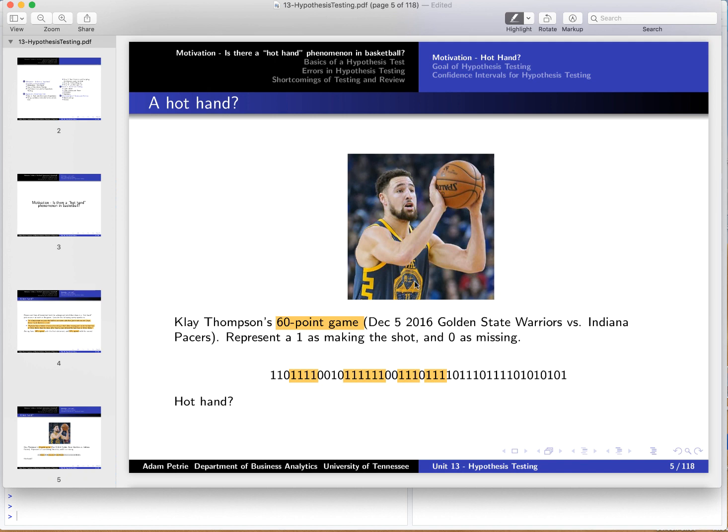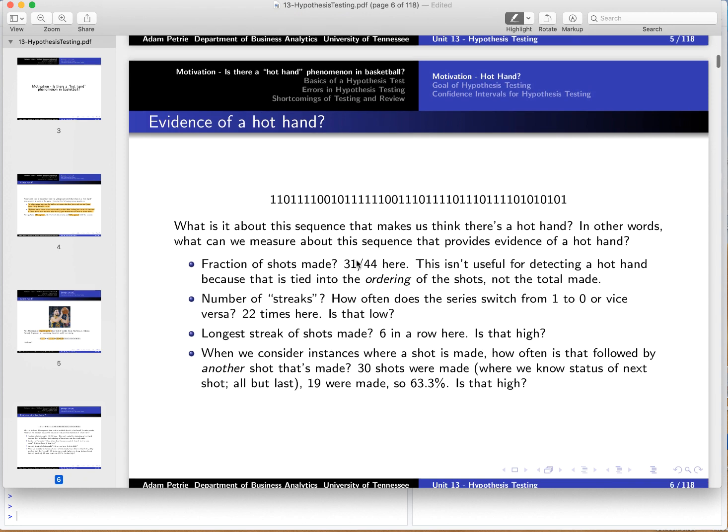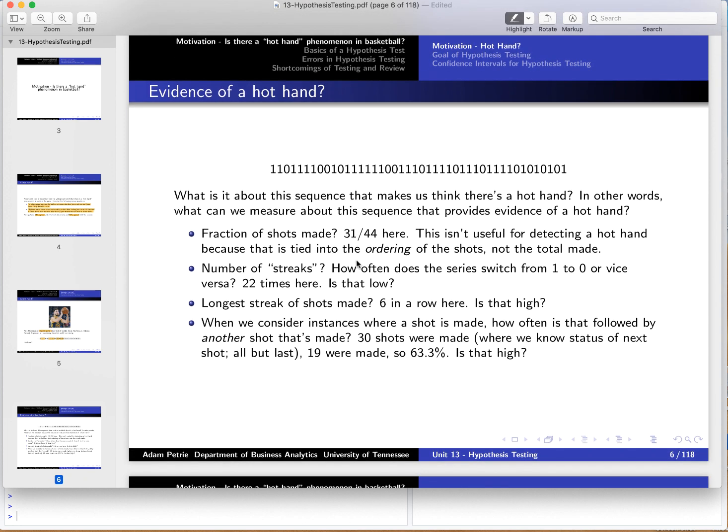And so the question behind hypothesis testing is how can we use this data to help answer our question of interest here? In order to do this, as business analytics practitioners, we want to be making data-driven decisions. So what is it specifically that we could measure about this sequence that would clue us into the presence or absence of a hot hand?